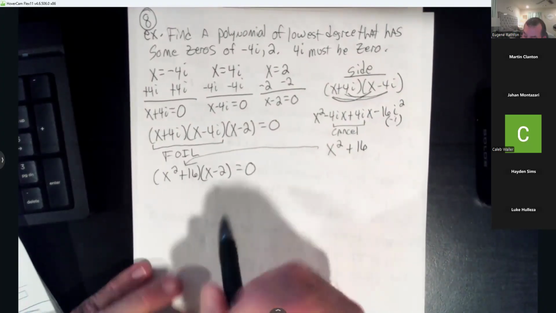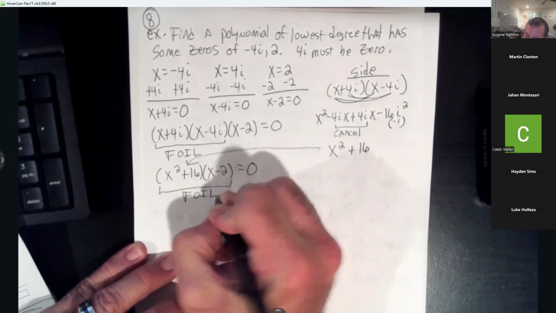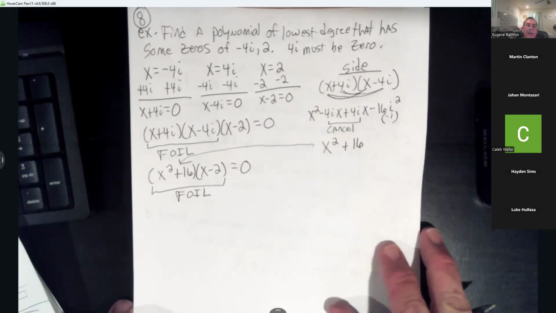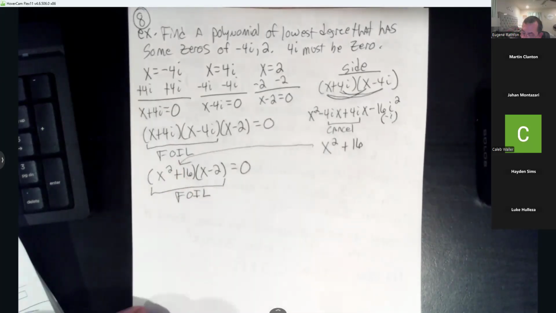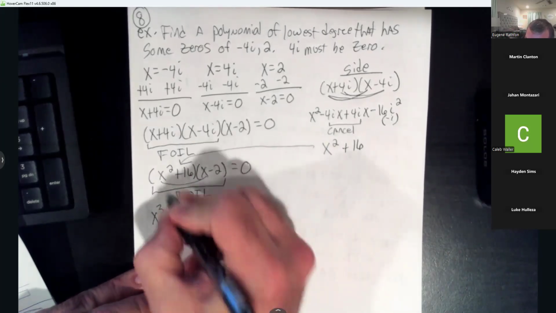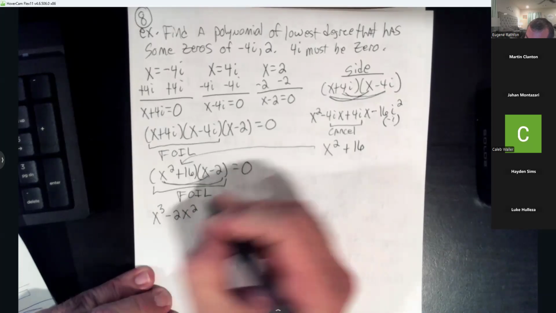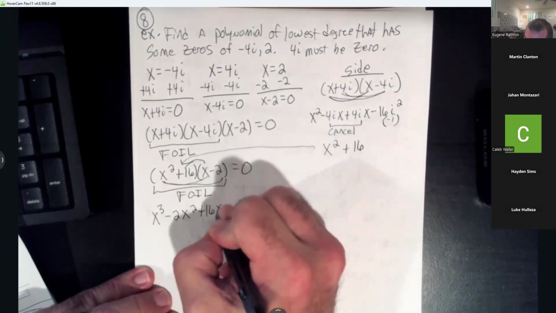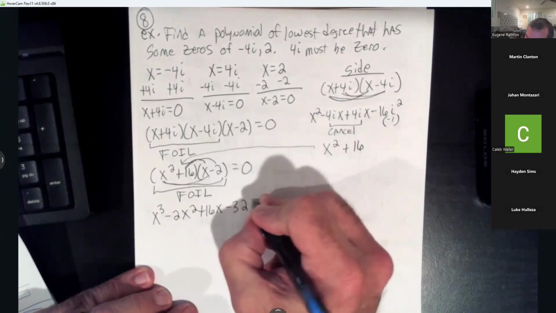And y'all look at this, 2 things times 2 again. So now we foiled those. Most of these problems, I'm not going to lie, you've got about 2 or 3 times that you have to FOIL. All right, y'all, here we go. X squared times x is x cubed. X squared times -2 is a -2x squared. 16 times x is a 16x. 16 times -2 is a -32.